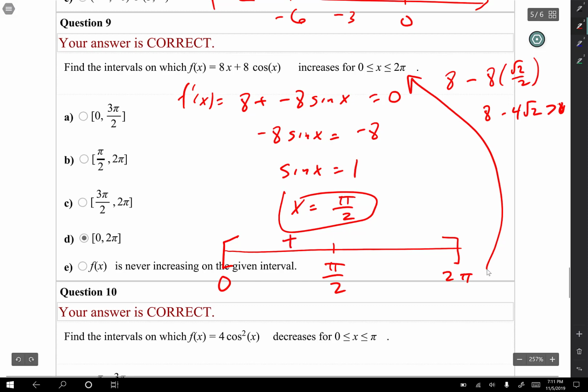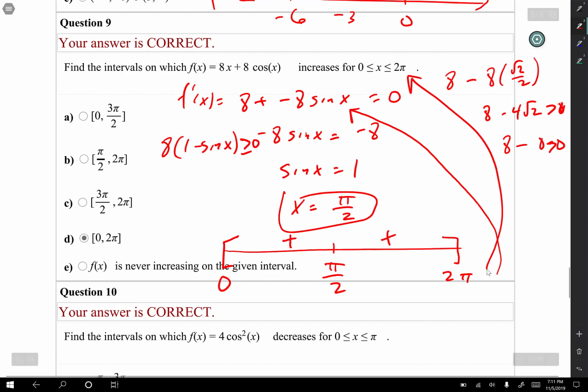And if I have a number bigger than pi over 2, like pi, I'm going to have 8 minus 0. It's still going to be positive. You know what? I should have stopped right here, guys. If you factor out the 8, you're going to have 1 minus sine x, and that's always larger or equal to 0. Always. If sine x is 1, then you're going to equal 0. But you're always increasing. You're never negative. I should have stopped right there, guys. My apologies. You're always increasing.